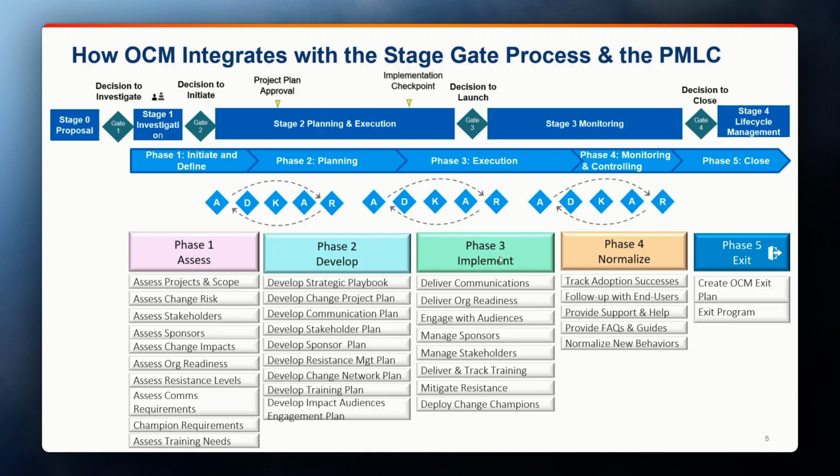The third phase of OCM is the implement phase. And you will notice that this phase happened around the decision to launch. And a lot of the change management deliverables that get implemented, like communications, readiness, engagement, they all support a successful launch. During the monitoring, here you have change management normalization.